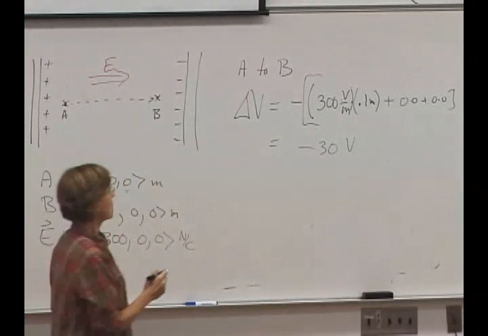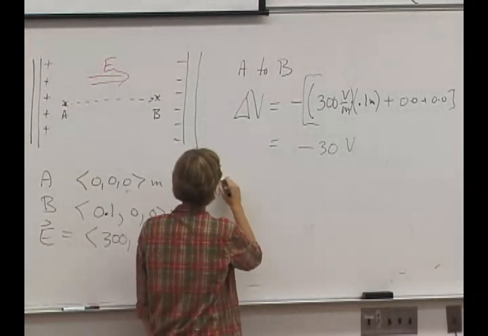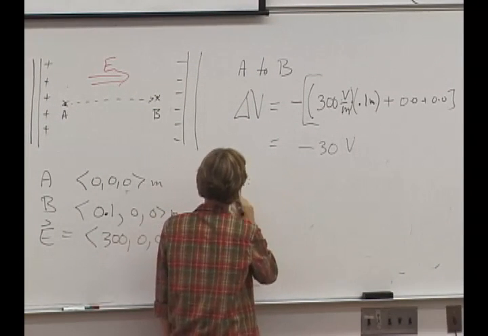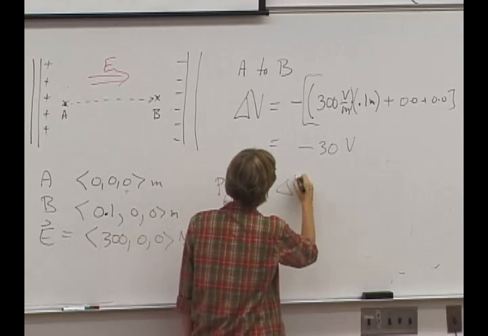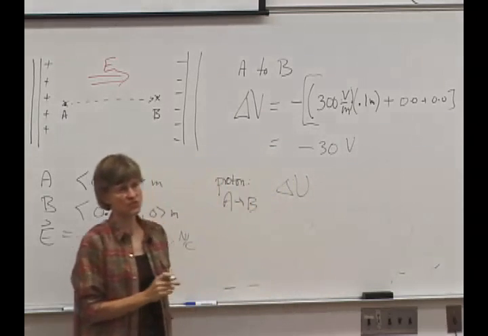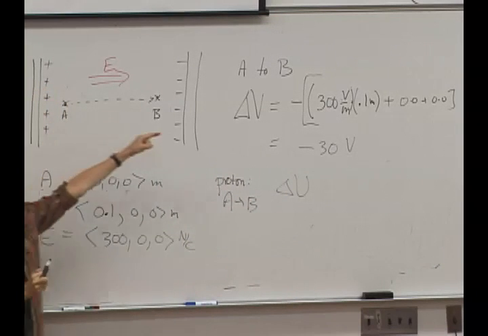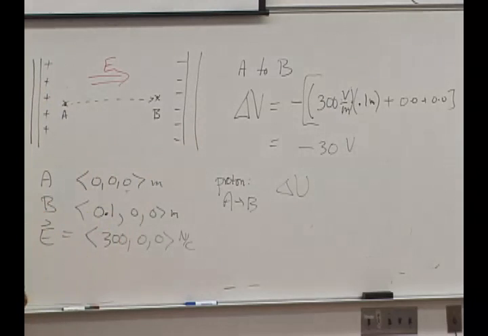Okay, suppose we move a proton from A to B. What's the change in potential energy of the system? So we do what we did here. We release the proton at A. It moves to B. What's the change in potential energy of the system?